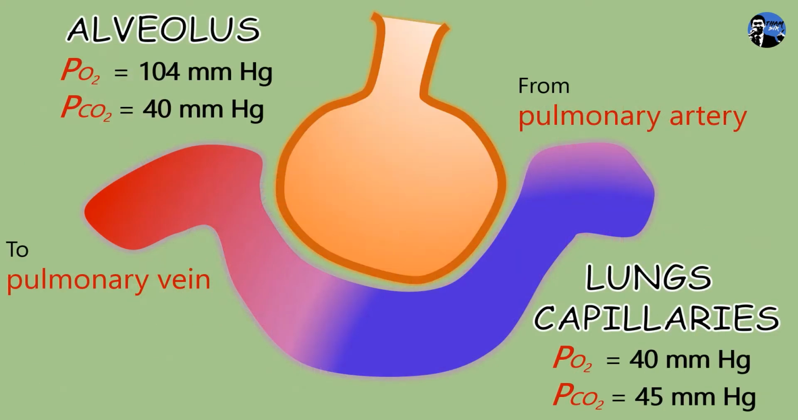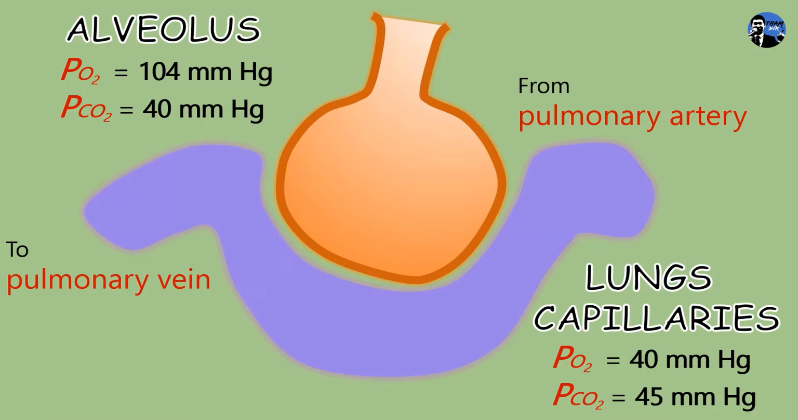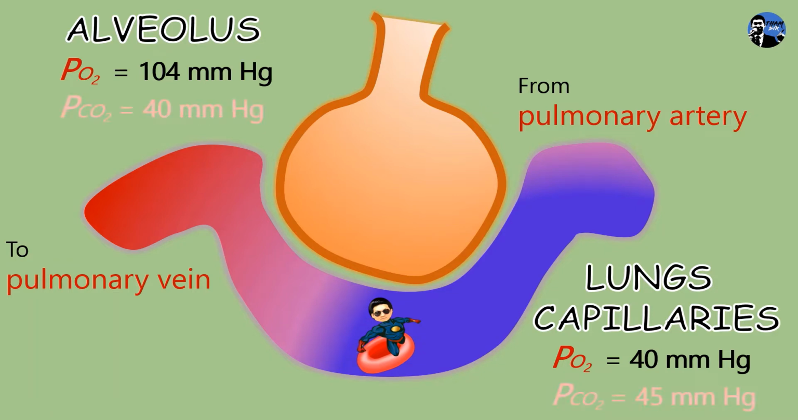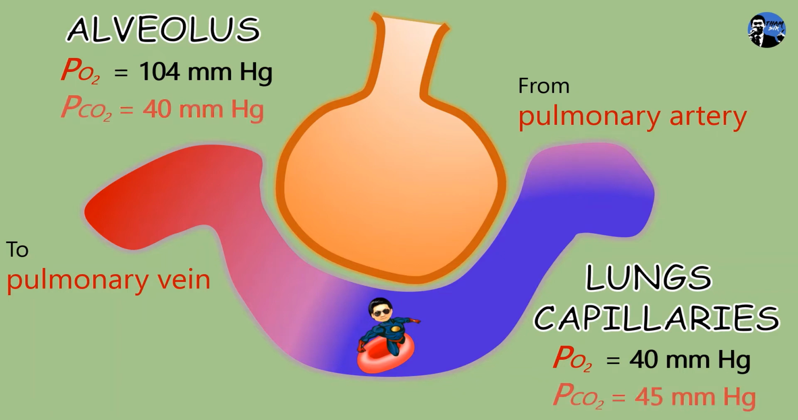This is the alveolus, and the alveolus is covered by a network of blood capillaries. The oxygenated blood flows to the lungs capillaries from pulmonary artery of the heart. Now, the partial pressure of carbon dioxide in the lungs capillaries is higher than that in the alveolus. Therefore, carbon dioxide diffuses from the lungs capillaries to the alveolus by simple diffusion.